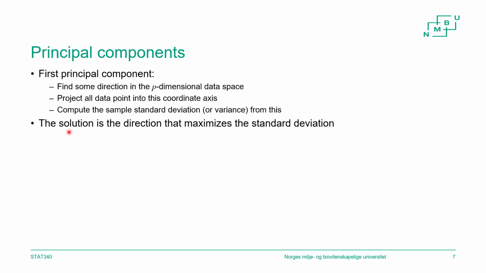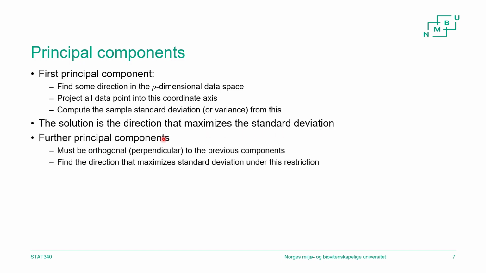The principal component solution is then the direction that maximizes this standard deviation. So it's actually about finding a direction in the p-dimensional space in such a way that when you project the points onto it, you get the maximum standard deviation.